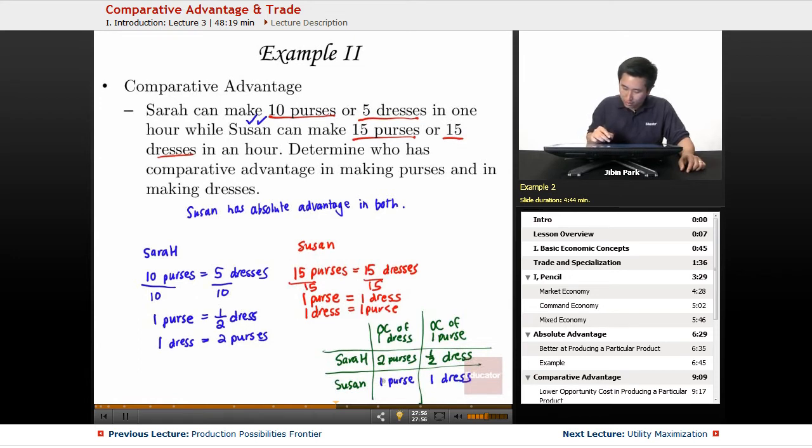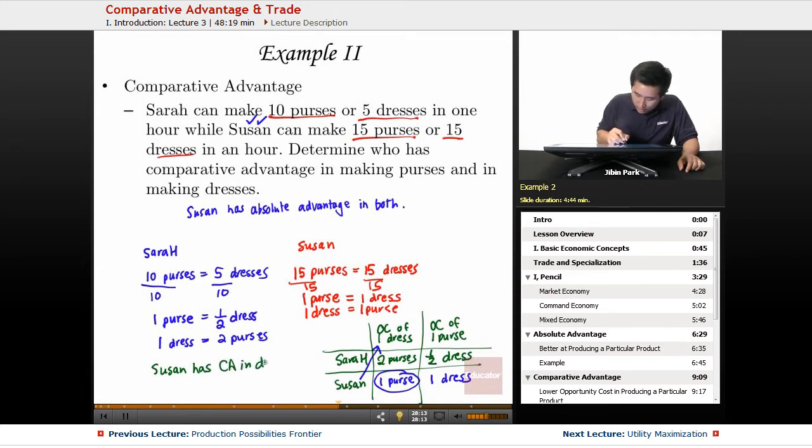So who has comparative advantage? Well, Sarah is giving up 2 purses to make 1 dress, where Susan's only giving up 1 purse right here. So this is lower. So Susan has comparative advantage in making dresses, whereas Sarah has comparative advantage in making purses. Why? Because 1/2 of a dress is less than 1 dress. So Sarah has comparative advantage in purses.